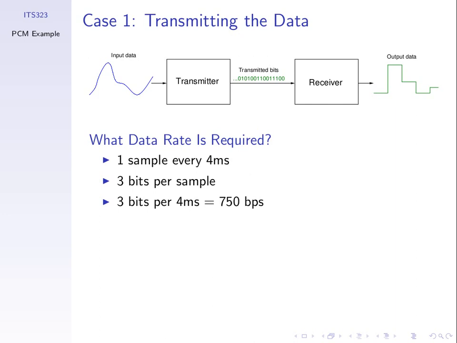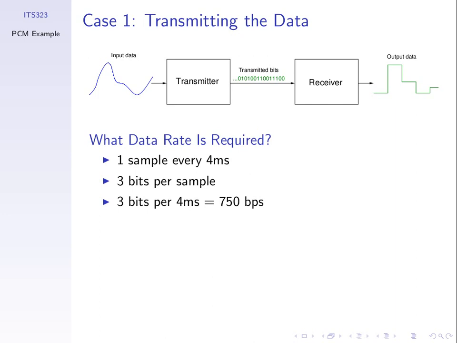First, before we look at the output, how much data was sent and at what rate does it have to be sent? In our example, we said we take one sample every 4 milliseconds. And there were 3 bits for every sample. So 3 bits were generated every 4 milliseconds, which corresponds to 750 bits per second. So with this technique, we're producing 750 bits per second to represent that analog data.